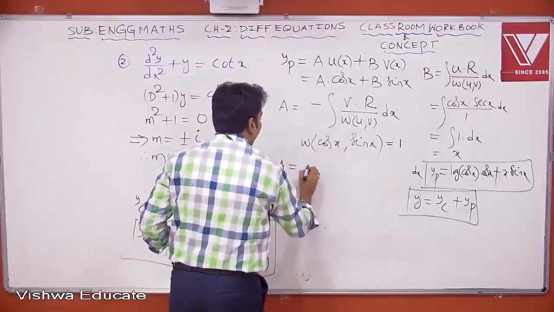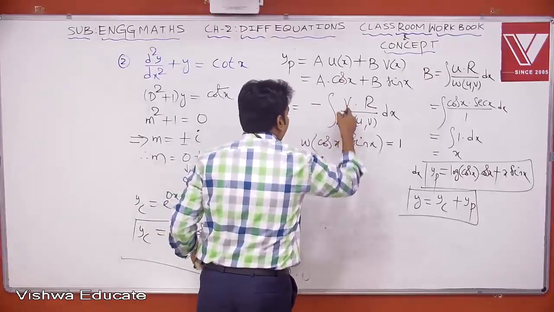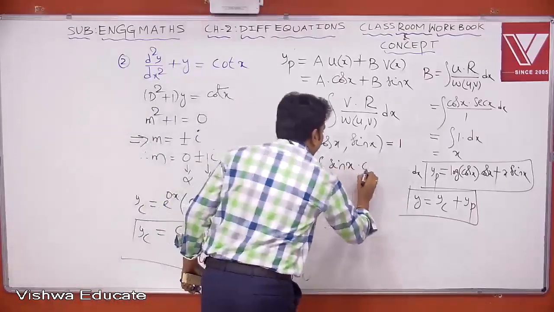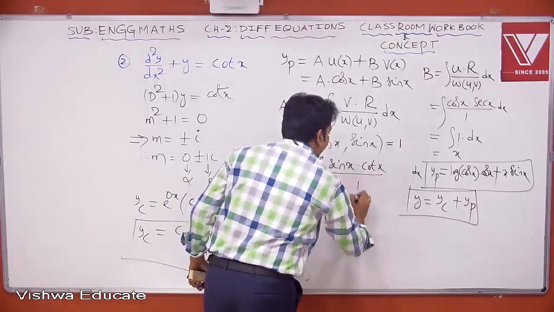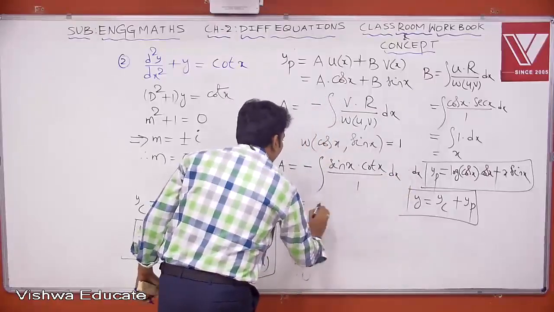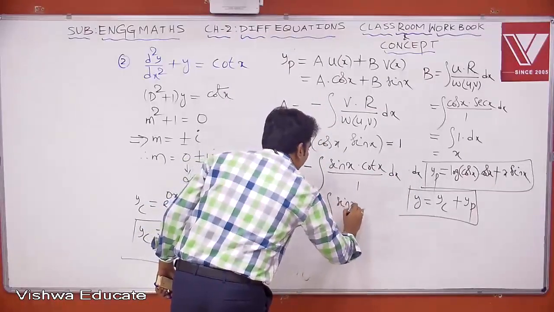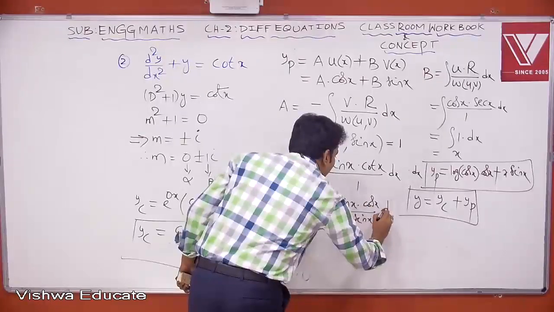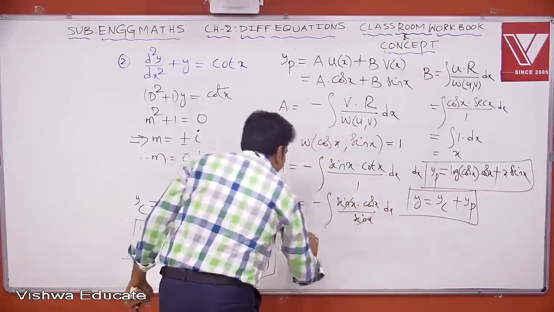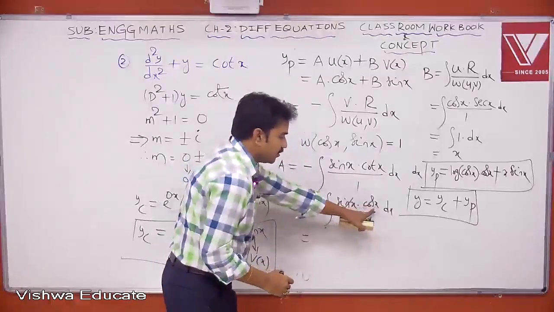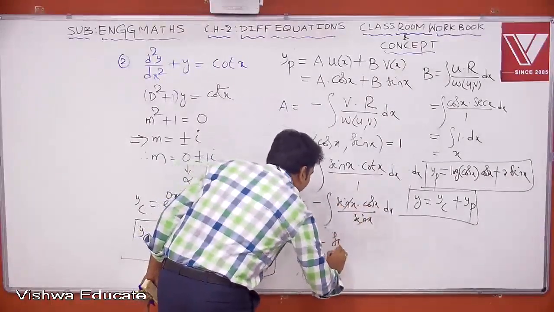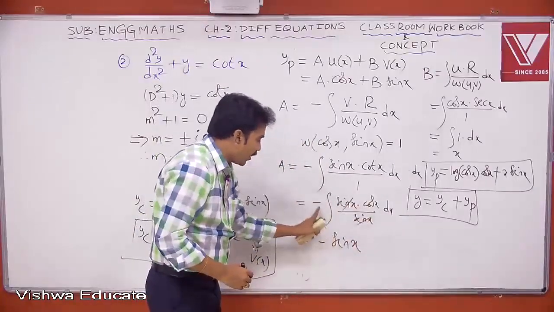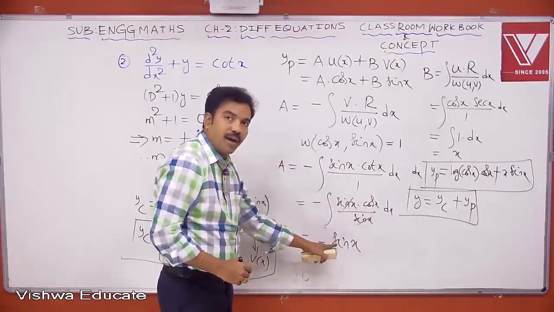Therefore A equal to minus integral V, V is nothing but sin x, this R is nothing but cot x, divided by Wronskian is 1. So therefore this is minus sin x into cot x, which is cos by sin x. Therefore this will be cancelled. So what is integral cos x? Sin x. Therefore A equal to minus sin x. Integral cos is sin. Already we have minus symbol. So A is minus sin.